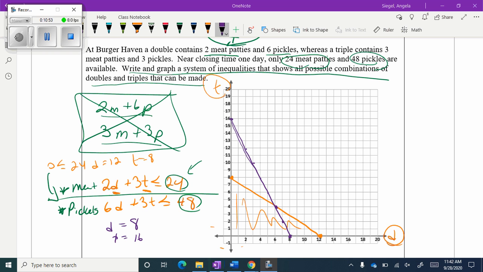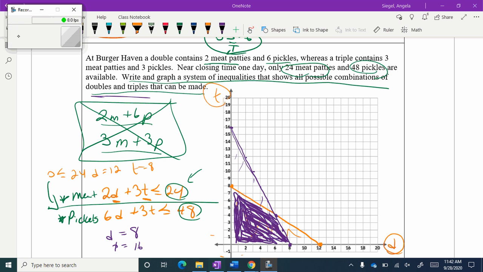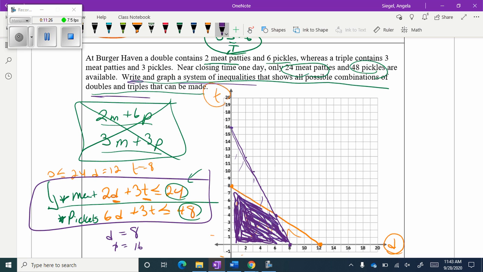Okay, so I found my other one, and that shows all the possible combinations of doubles and triples. This one is going to be shaded down as well. So I am interested in this section here. And this is called linear programming, and we are going to talk about that later. But this is just the basic idea of it. So just to answer the question, system of inequality, this would satisfy that, and graph it. That's what your graph would look like. And we are done.